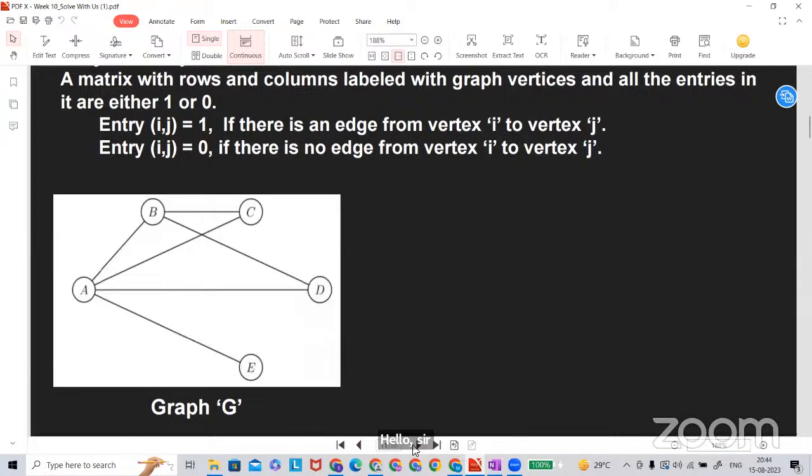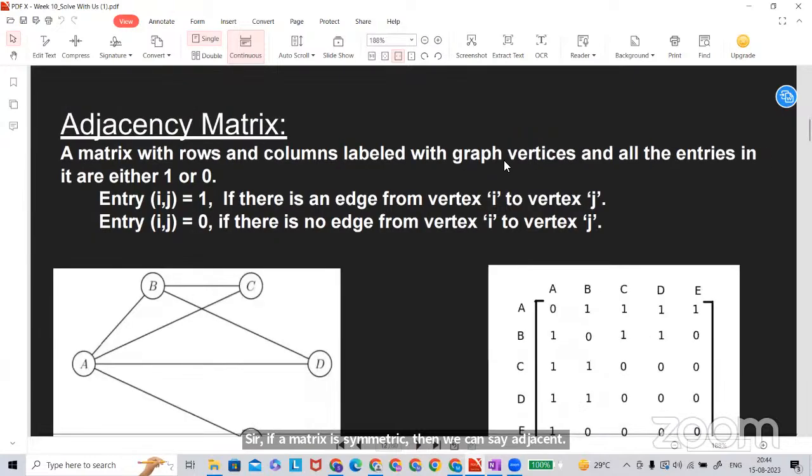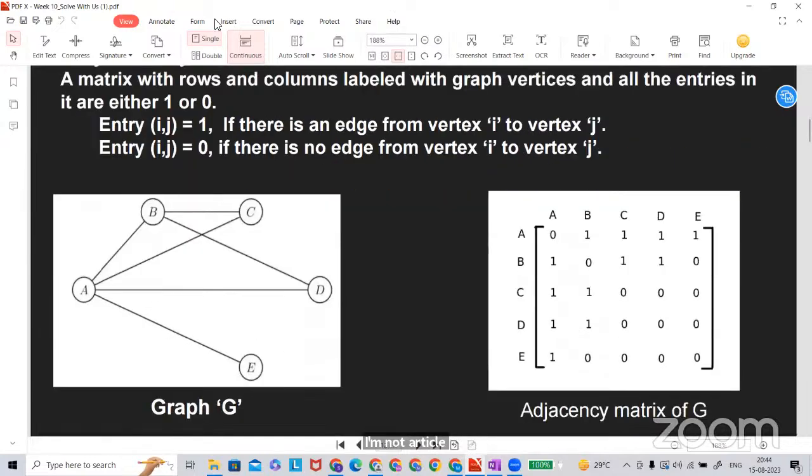Sir, if a matrix is symmetric, then we can say adjacency matrix. Sir, every graph is adjacency matrix.